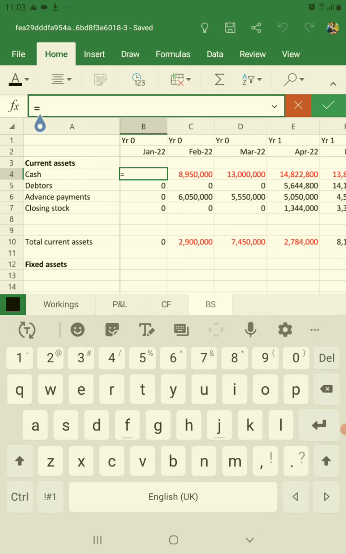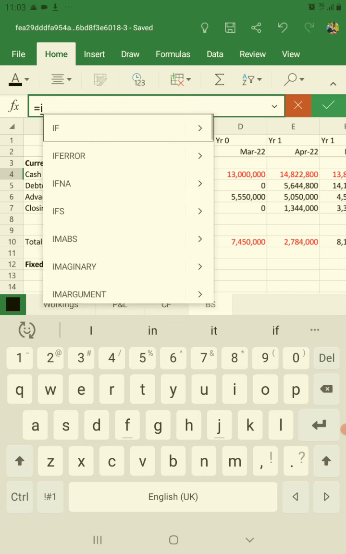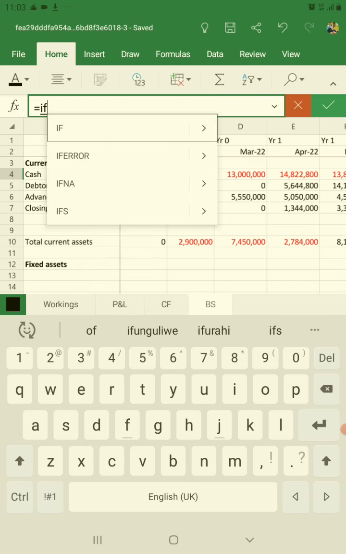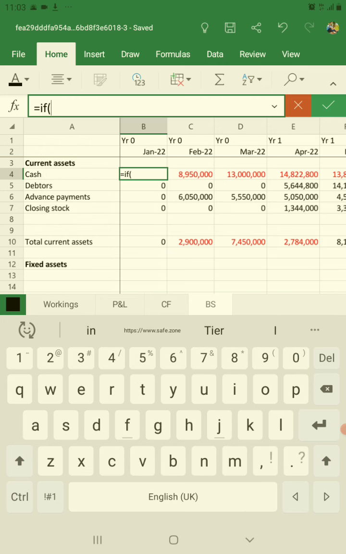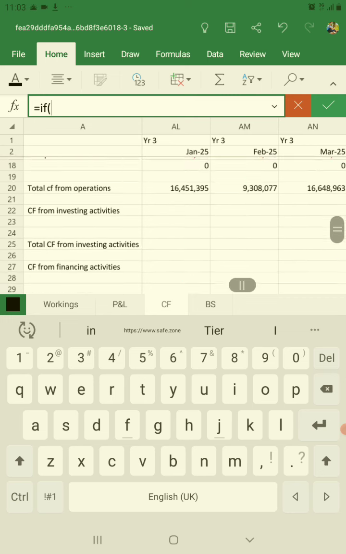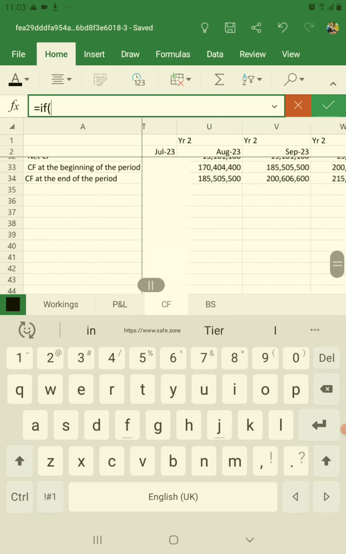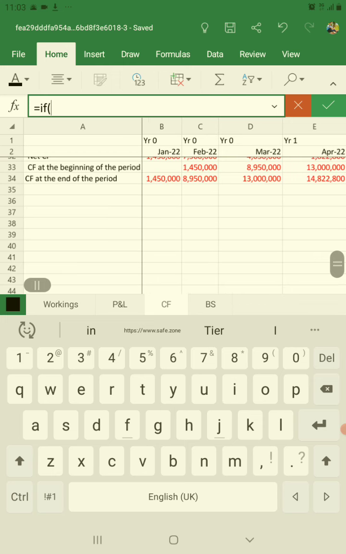So I type if, and then I open the bracket, and then go to cash flow, pick the closing balance in January 2022, the first month. So I click on this. So if in bracket CFB34, that is the closing balance for cash in the first month of our projections.